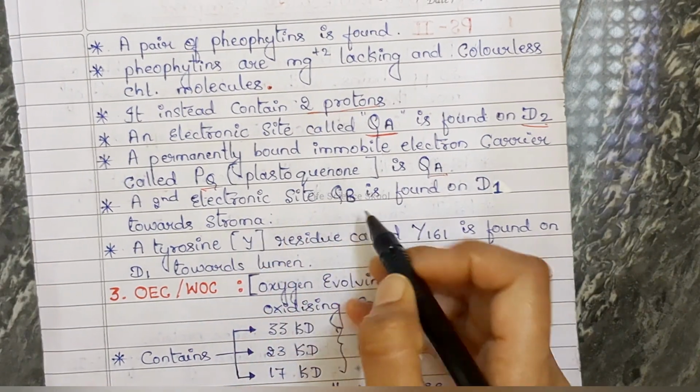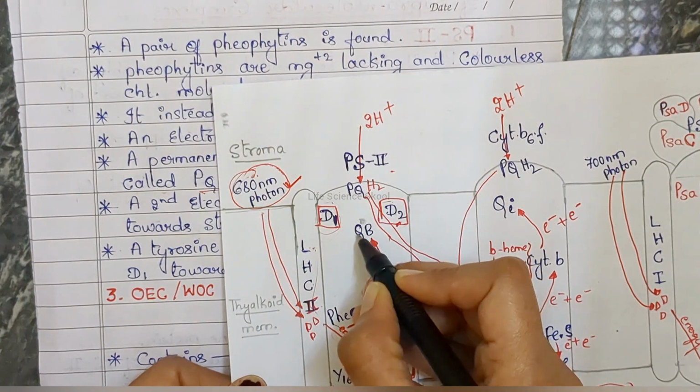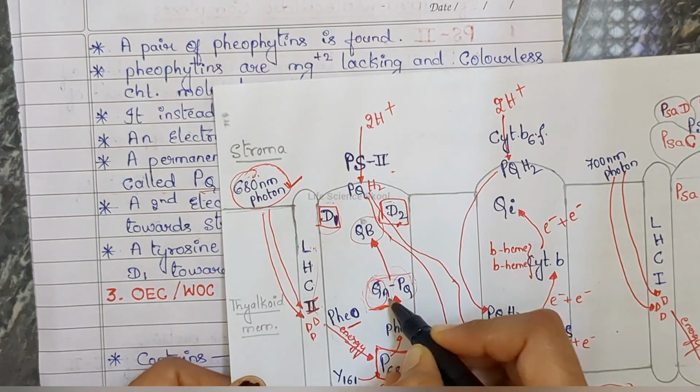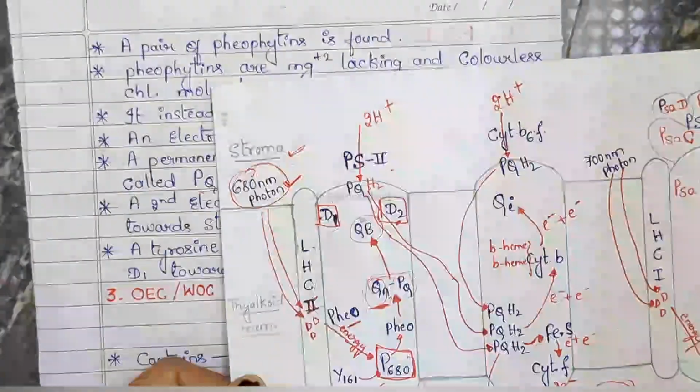Now a second electron site, QB, is found on D1 towards the stroma, and this QB is the second electron carrier. This is QA and this is QB, found towards the D1, towards the stroma side.